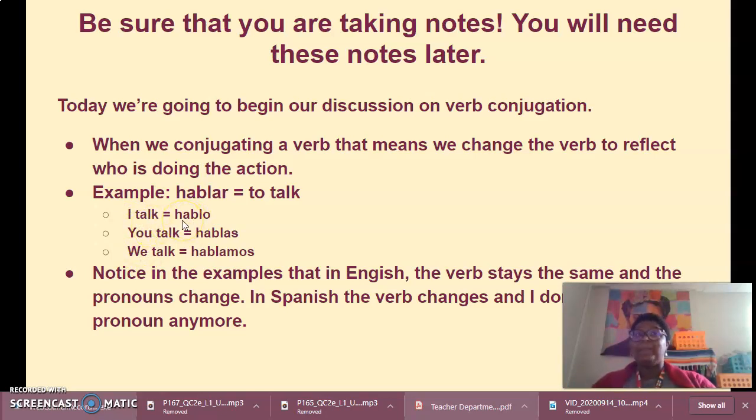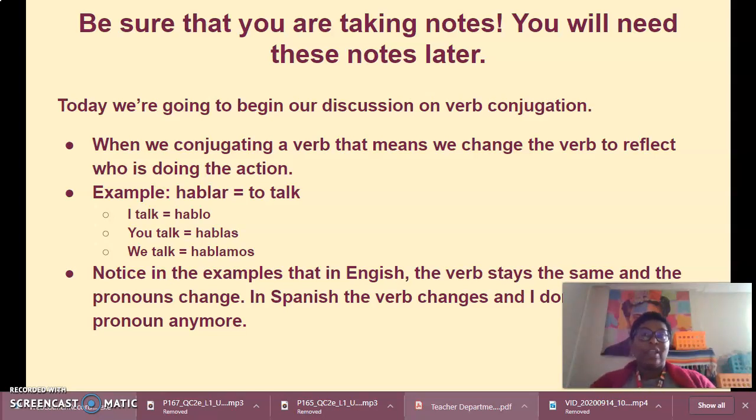Now, I could add the pronouns that go with that as well. So I could say yo hablo, tú hablas, nosotros hablamos. That's still very correct. But I don't need the pronoun anymore because I cannot say tú hablo. That's bad grammar, because the verb hablo can only mean I talk. When I say hablas, the only person that can be talking is you. Hopefully that's making a little bit of sense.